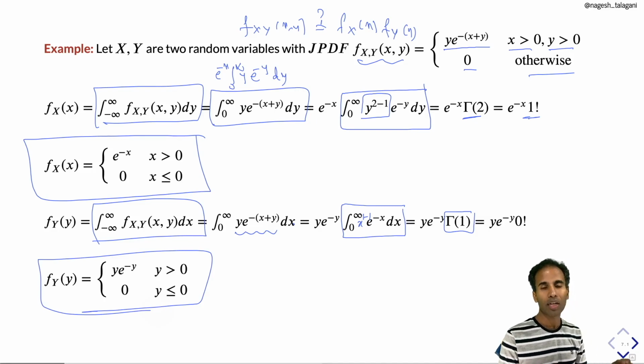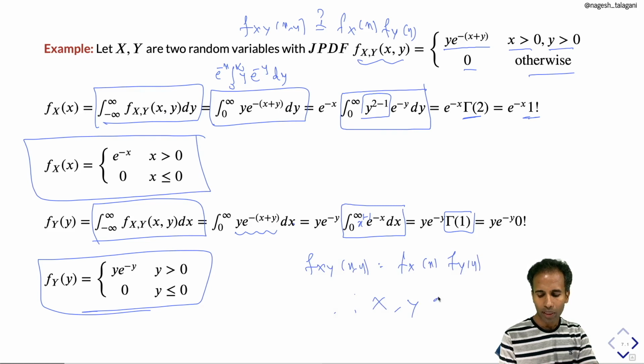Okay, so we got the PDF of x and the PDF of y. Now it's pretty clear that the joint PDF is in fact equal to the product of the marginal PDFs. So therefore x and y are independent. Okay, fine.